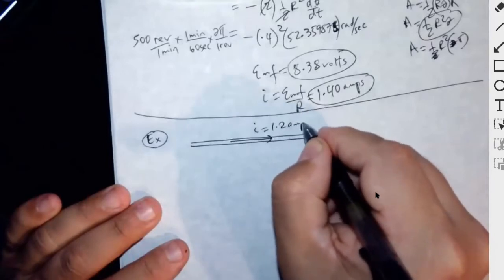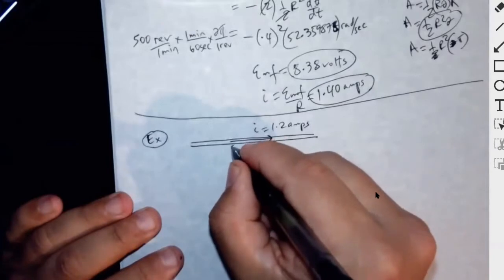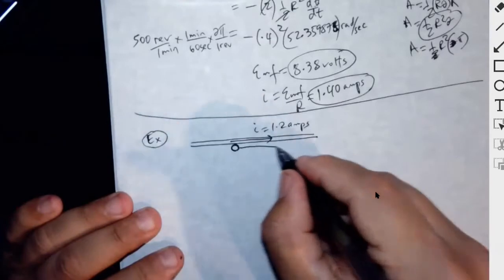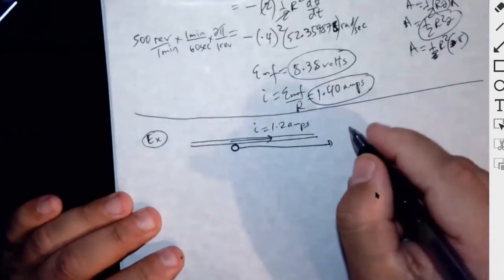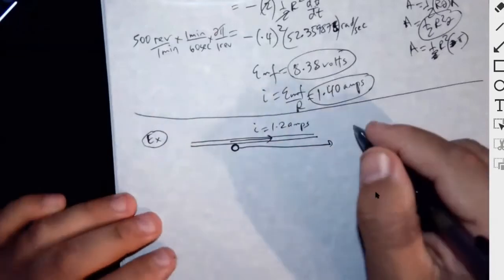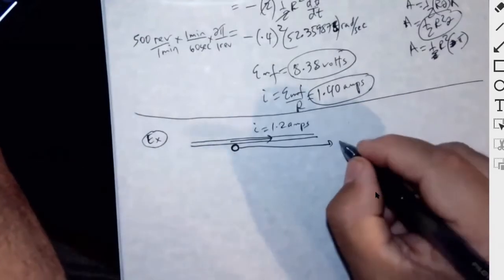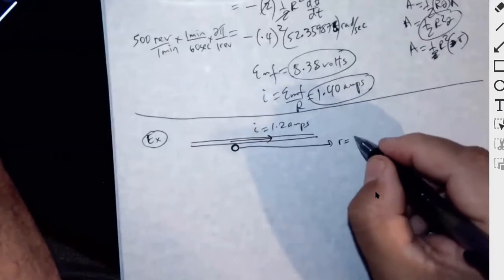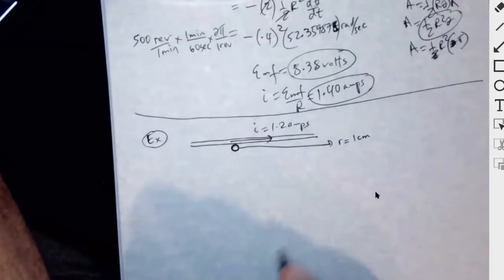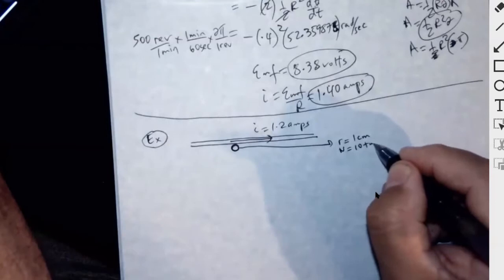1.2 amps, back to the 1.2 amps, right? Then you have here a little coil. So let's say the radius of that coil is, let's say, 1 centimeter. Okay, and then you have N turns, let's say 10 turns.